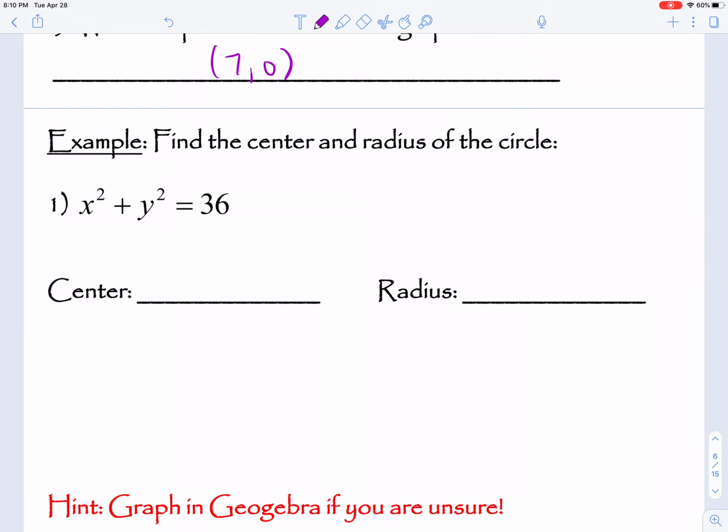Find the center and the radius of the circle. So we have your general form here. On the left-hand side, x squared plus y squared means that the center is at 0, 0. And if it's set equal to 36, you're going to have a rational radius because the square root of 36 is an integer, 6.